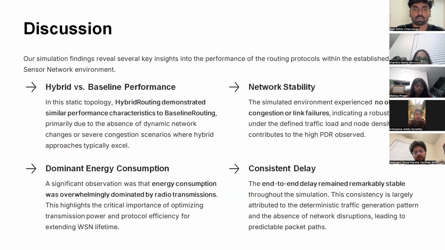Finally, end-to-end delay remained very consistent. This consistency can be attributed to the predictable traffic generation and the lack of disruptions in the network. As a result, the packet paths were stable and the data was able to move smoothly from source to destination.